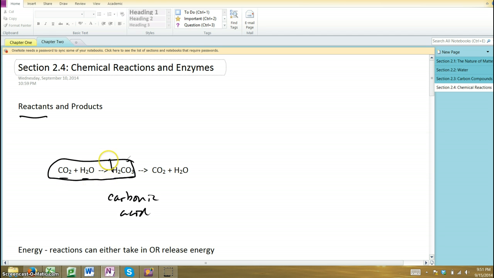Now you can also have the reverse reaction in which carbonic acid breaks down to form carbon dioxide and water, where you're going from a more complex molecule to simpler molecules. So they can often go either way. In fact, we would describe this reaction as basically a reversible reaction. We can draw it with a double-sided arrow showing the reaction can go either way depending on the given conditions.